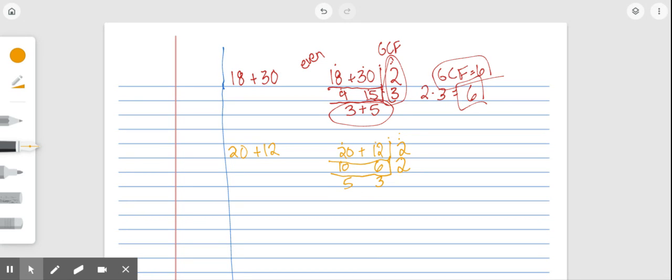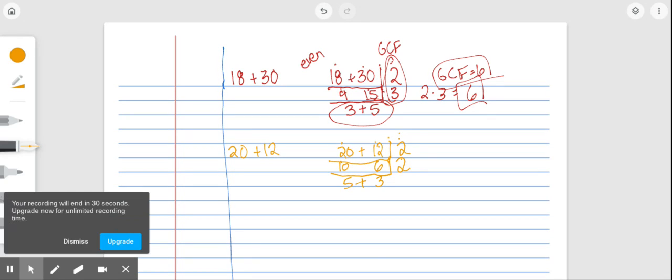5 and 3 are prime numbers, so I'm just going to put the plus sign right in between them. They stay like that. And then I take these two to find the GCF. 2 times 2 is 4, so the GCF is 4. Okay? All right.